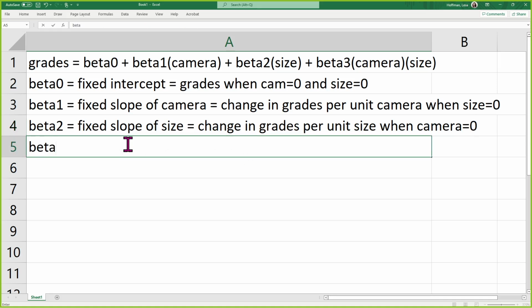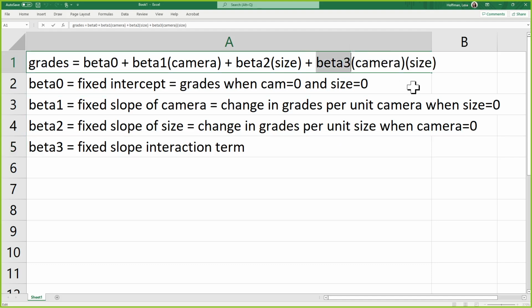The tricky one, beta 3, is also a fixed slope. And it's also an interaction term. Those words, interaction term, are applied to a slope that describes the multiplicative combination of 2 or more variables like that. So do you remember what beta 3 is for? Its job is to take each of these main effect slopes and do one of 4 things to them. Make them more positive, less positive, more negative, or less negative.